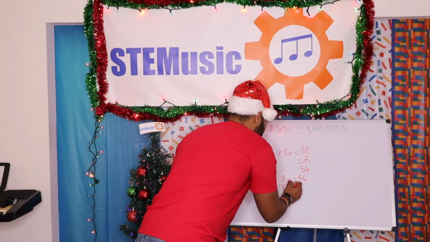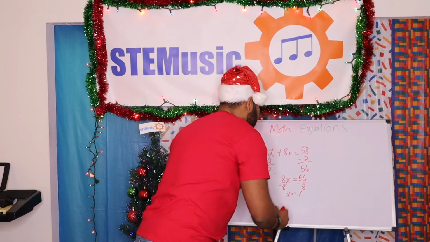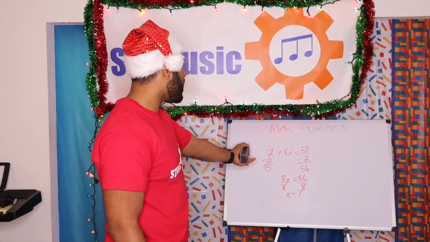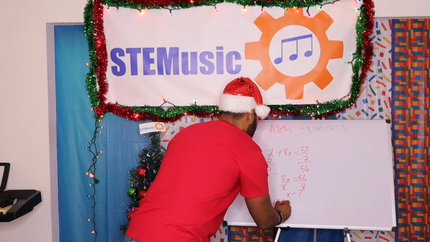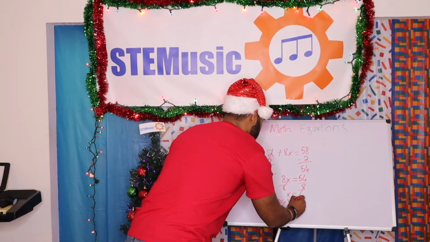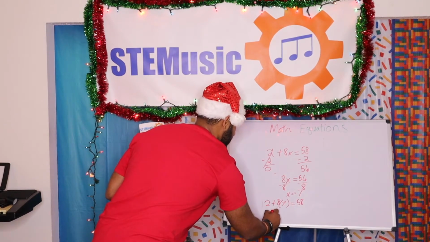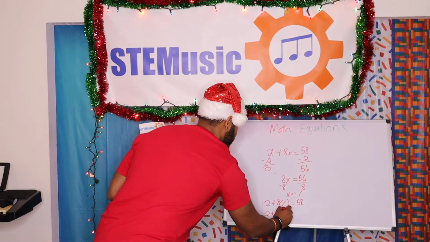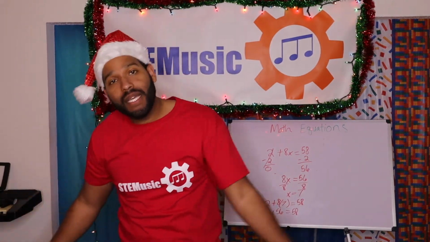So we just divide by this 8, and x equals 7. And then we just plug it back in. We always plug it back in because that verifies what we're doing. 8 times 7, because that's what our x is, is 58. And it makes sense because 2 plus 56 is 58. Bada boom, bada bing. You are doing great.